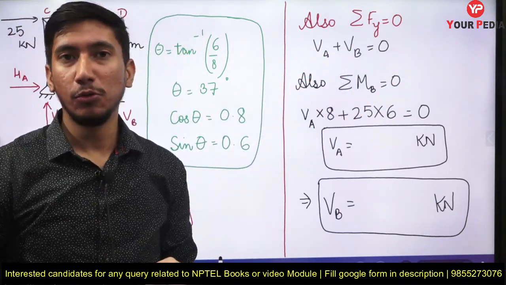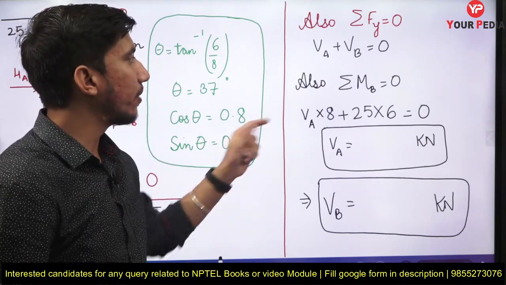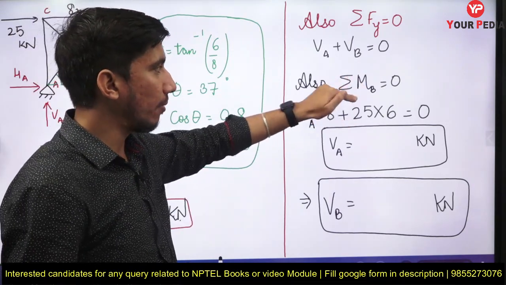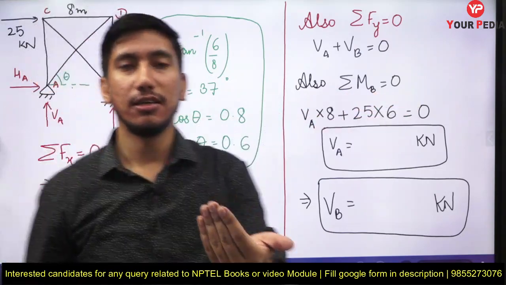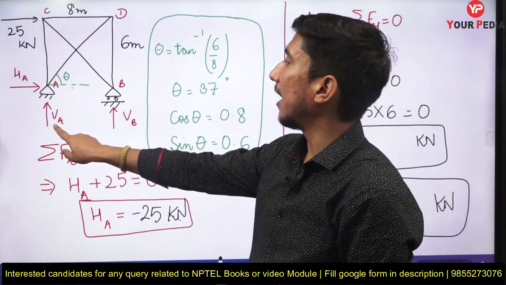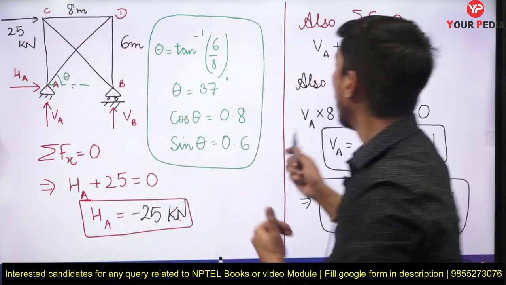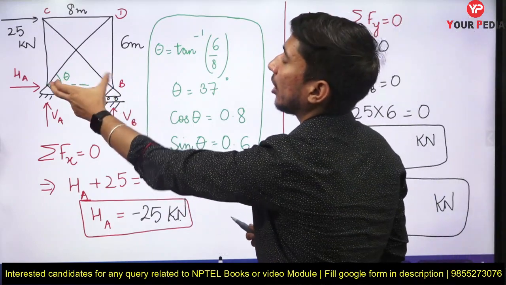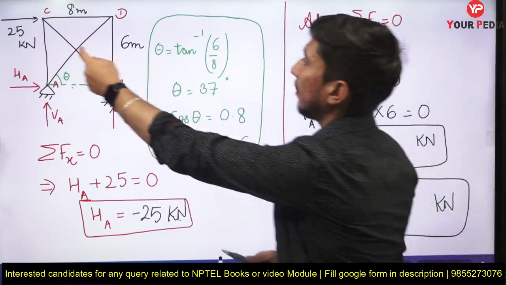But still we haven't got further, so we need to use the third equation also. The third equation is the summation of moments about point B is equal to 0. Now what are the moments we have to take? VA is basically a clockwise moment, so it is positive, and its perpendicular distance is 8 meters. So VA into 8, and then we have another force.